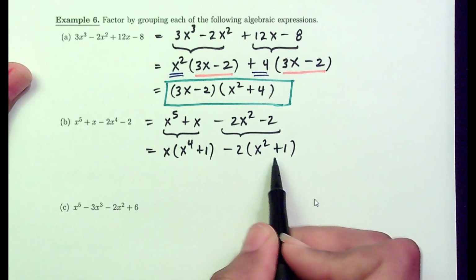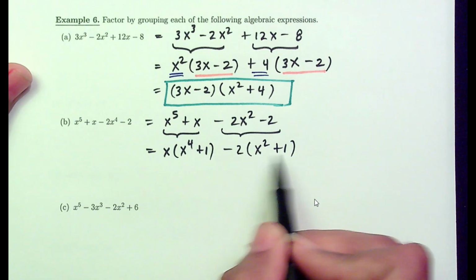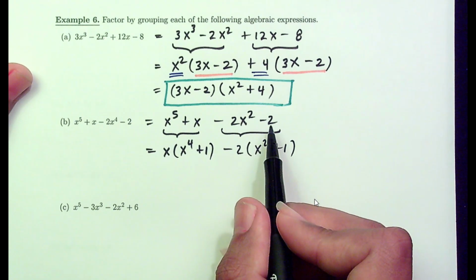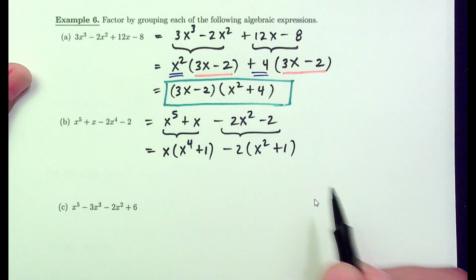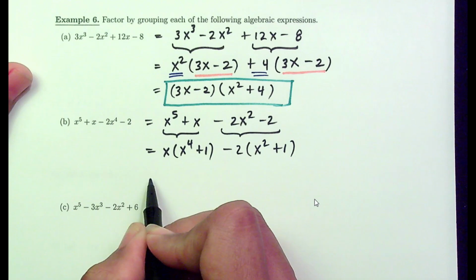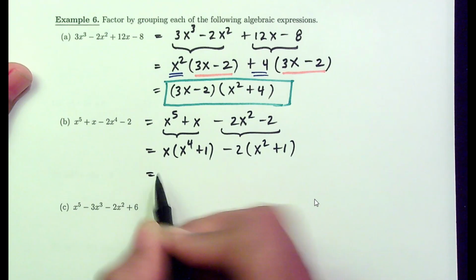Know that you need a plus 1. Negative 2 times plus 1 is negative 2. If I had a negative 1 here, then when I multiply that, I would get positive 2. That's not right. Okay, almost done.